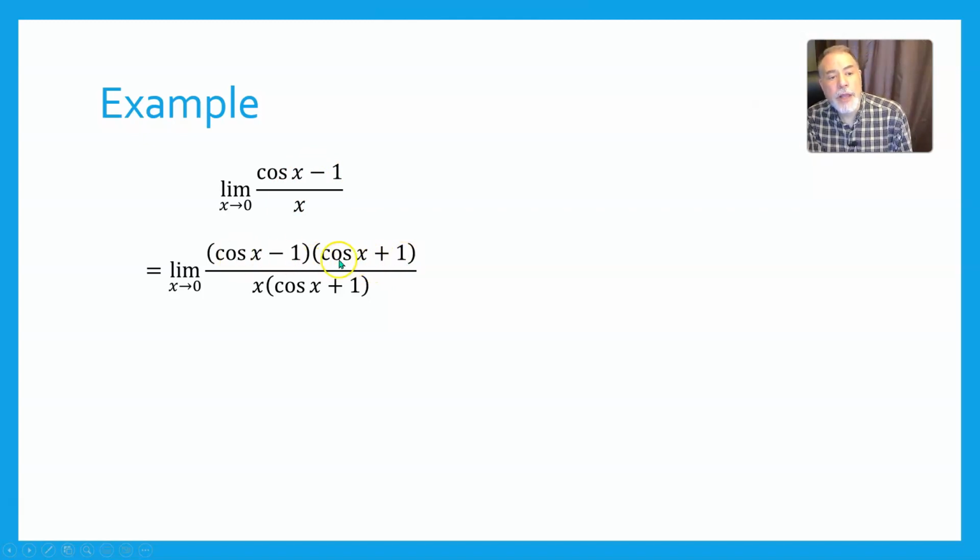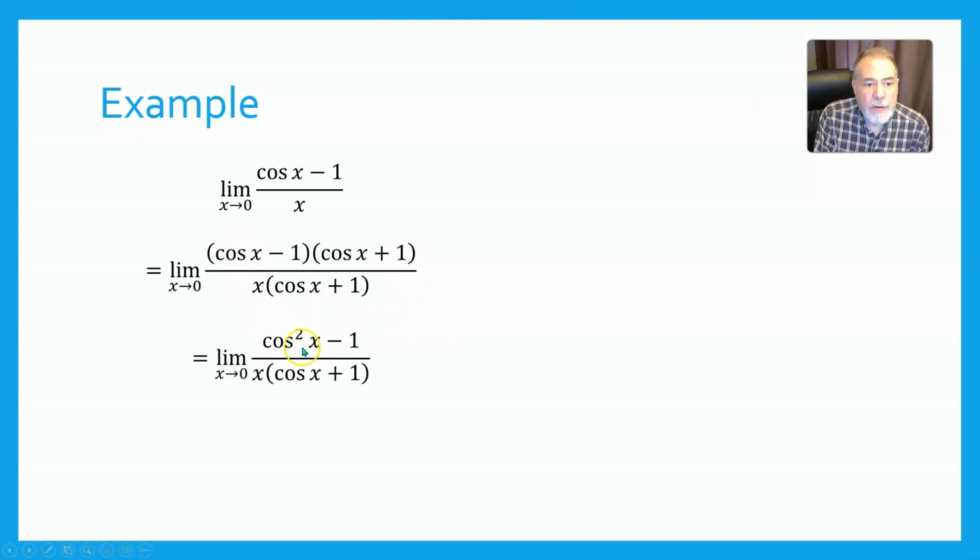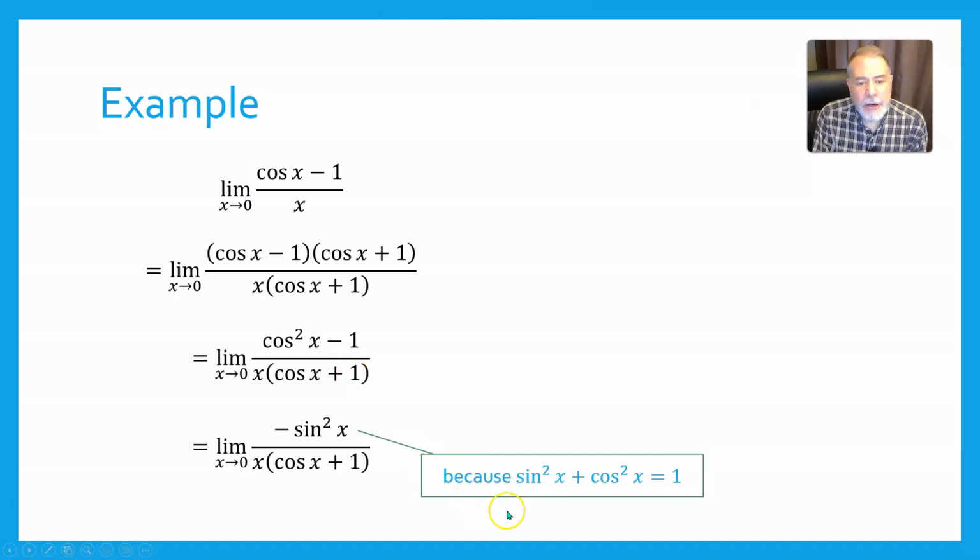Because when I multiply these together, I'm going to get the first thing squared minus the second thing squared. So I multiplied top and bottom by cosine of x plus 1, and on top I got cosine of x squared minus 1 squared, which is still 1. And then I'm going to take advantage of a famous trigonometric identity that says that sine squared plus cosine squared is always equal to 1. So that would mean that the cosine squared minus 1 is equal to the sine squared of x. Actually, no, cosine squared minus 1 equals negative sine squared.